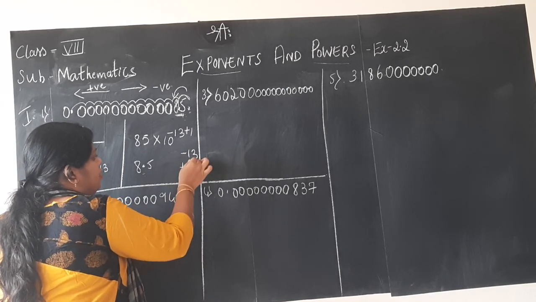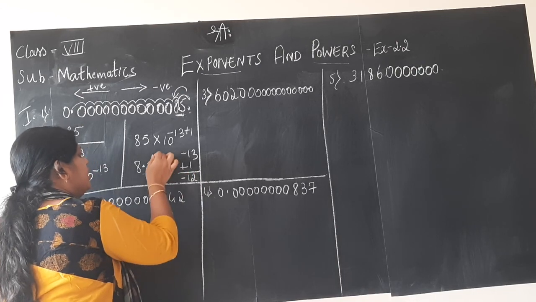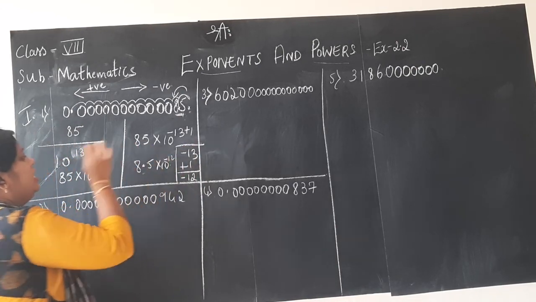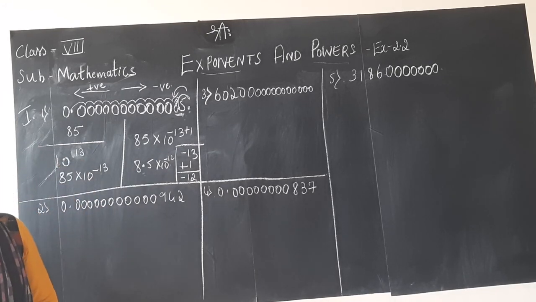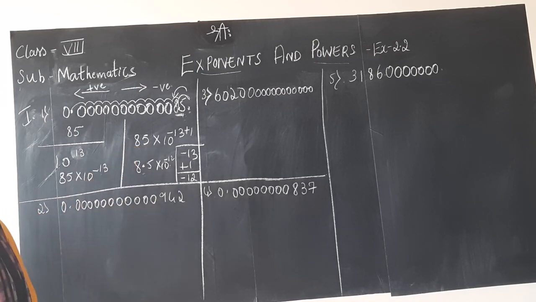Minus 13 plus 1, that is, 13 minus 1 is 12, greater number sign. It becomes 8.5 into 10 to the power minus 12. So you can keep the answer this way or this way. Like this you should do, children.